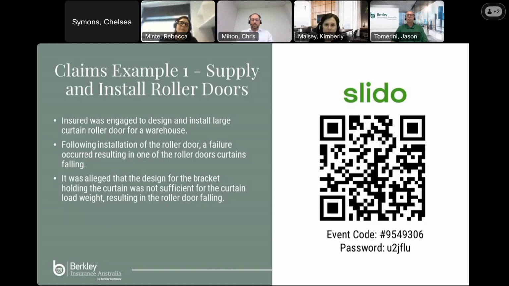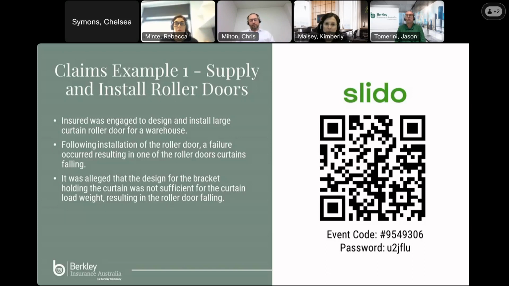So I'll give you some details of the claim, sorry, and then you vote as to whether you feel it was covered or declined. So the insured was a leading provider of access way equipment. They're an established business of around 10 years and provided importing, sales and installation of automatic and roller door solutions. For this particular project, they were engaged by the third party to design and install a large curtain roller door at the third party's warehouse.